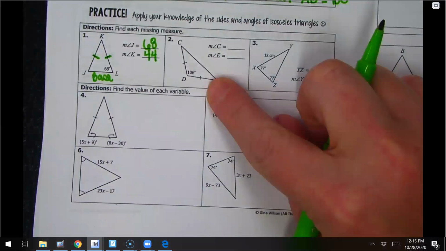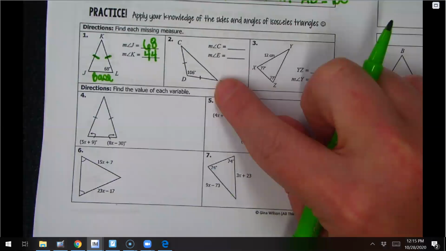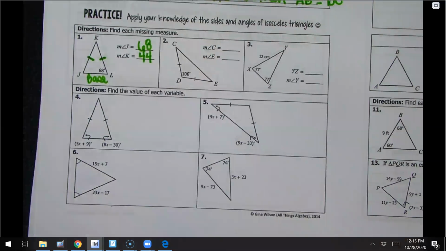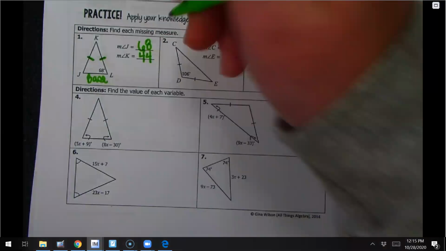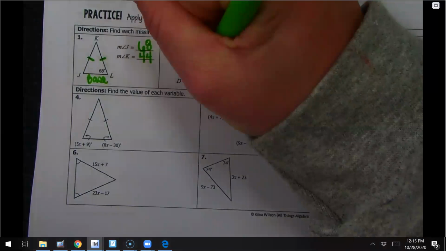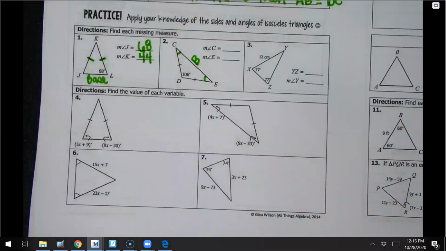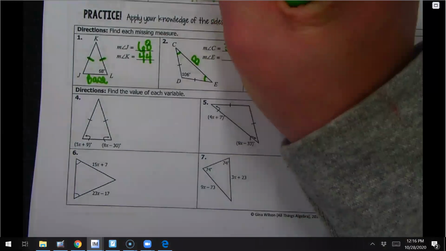Look at this number 2. Angle D is 106. Is that a base angle? No, that's your vertex angle. Your base angles are down here, okay, because this is your base. So how are we going to find those base angles? So what's 180 minus 106? Okay, and then what would we do with 74? Divide by 2, and what's that going to give you? Both of them are going to be 37.